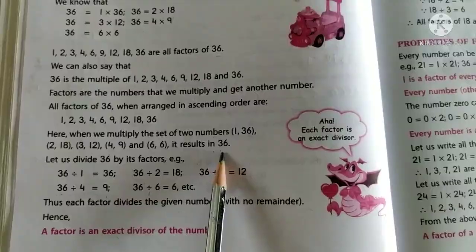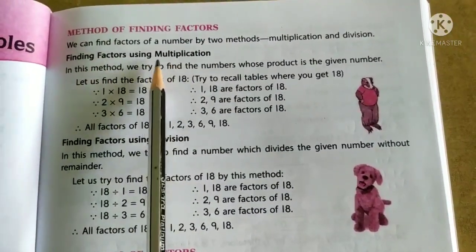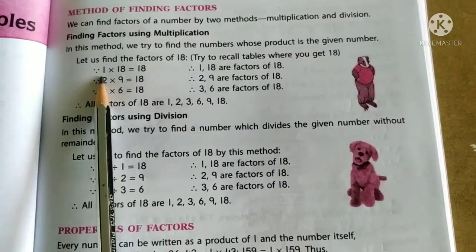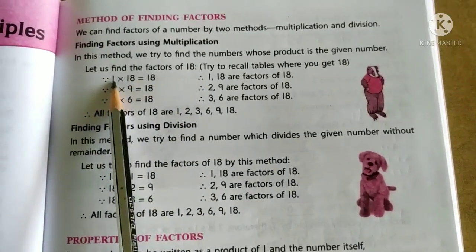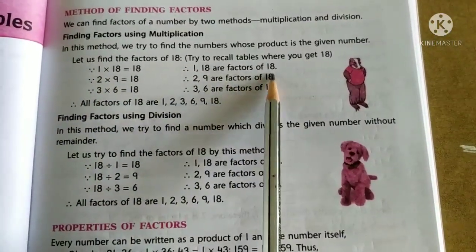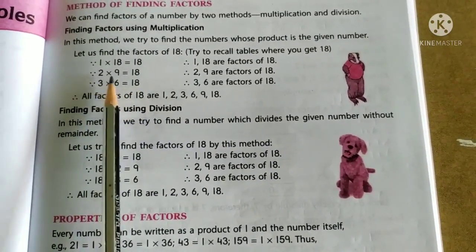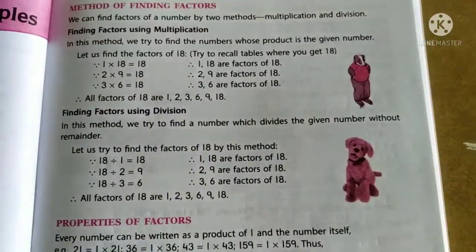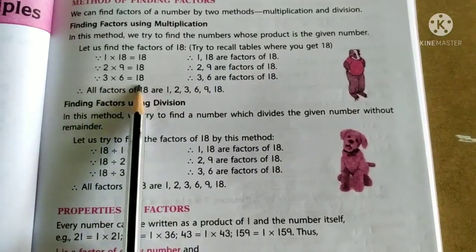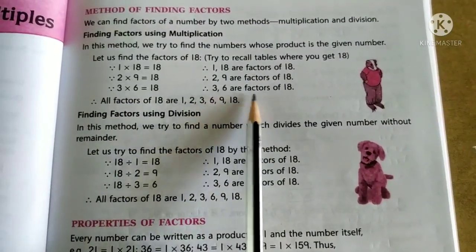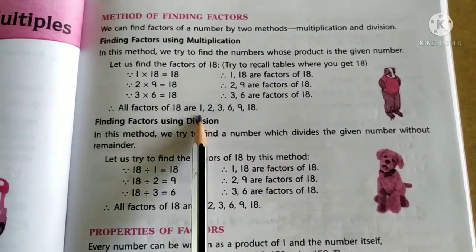Now, there are two methods of finding factors. First is by using multiplication, as shown here. 1 when multiplied by 18 equals 18. So, both 1 and 18 are the factors of 18. Similarly, 2 when multiplied by 9 equals 18. So, both 2 and 9 are the factors of 18. Also, 3 multiplied by 6 equals 18. So, both 3 and 6 are the factors of 18. So all the factors of 18 can be listed in ascending order.